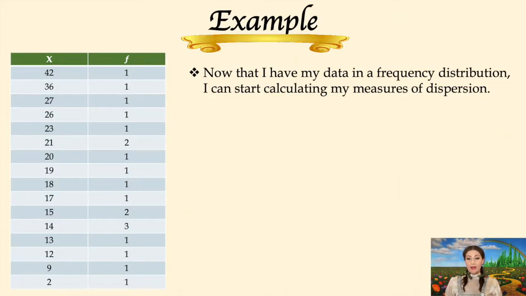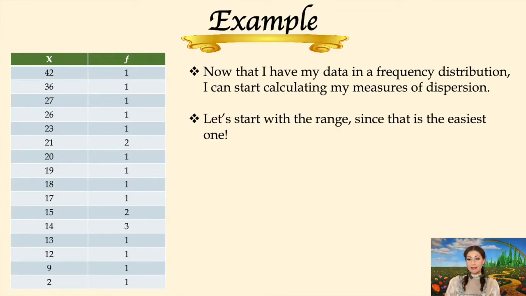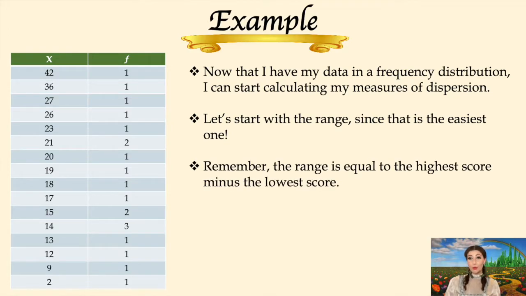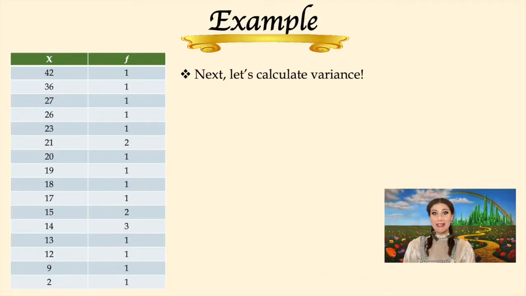All right, now that I have my data in a frequency distribution, I can start calculating my measures of dispersion. Let's start with the range, since that seems to be the easiest one. Remember, the range is equal to the highest score minus the lowest score. In this case, 42 is our highest score and 2 is our lowest score. So 42 minus 2 gives us 40. Therefore, the range is 40. Nice job. Next, let's calculate variance.